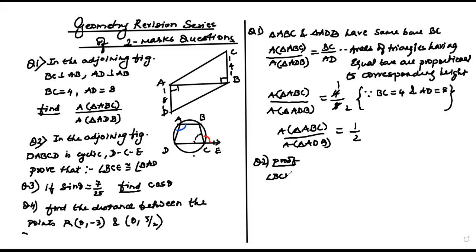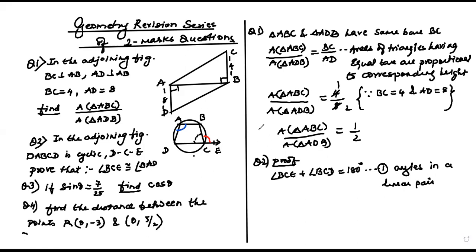Angle BCE plus angle BCD is equal to 180 degrees. Again, I'm so sorry, it should be BCD. The reason: angles in a linear pair. Call it statement number 1.